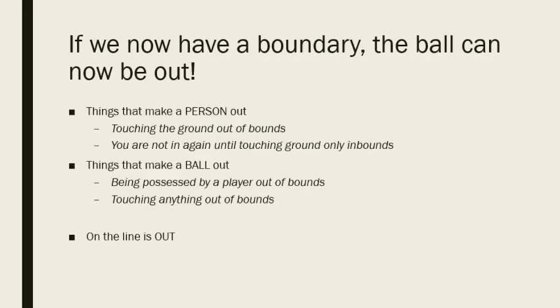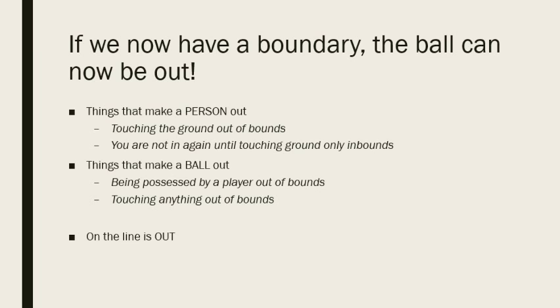So if we now have a boundary, we now have throw-ins, because the ball can now actually be out. So the first thing to worry about here is when is a ball or a person out. So a person's out if they are touching the ground out of bounds, and you're not in again until you are only touching ground inbounds. So if you jump from outside and land back in, you're not in play until you've touched the ground again. If you are running out and you do a sick jump, manage to catch the ball and throw it back in before you land, that's fine. You were never out because you never touched the ground out of bounds.